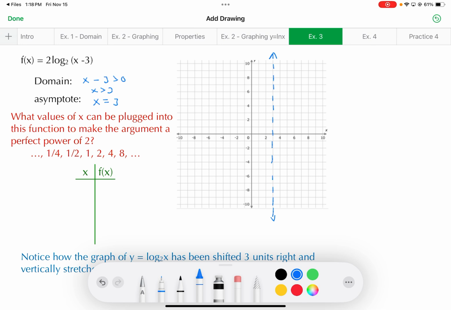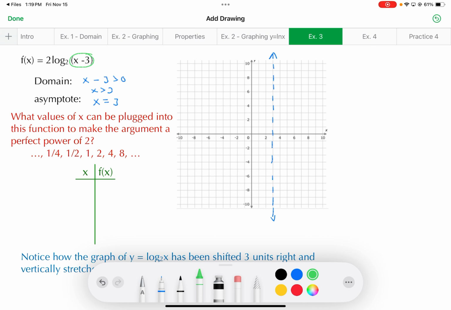Now, evaluating logarithms by hand is sometimes pretty tricky. We want to try to evaluate by hand to where we get nice results, and this is where the base of the logarithm comes into play. So I need you to ask yourself this question: since the base here is 2, what values of x can be plugged into this function to make the argument a perfect power of 2? Again, this is the argument of the logarithm. I want that to turn into a perfect power of 2.